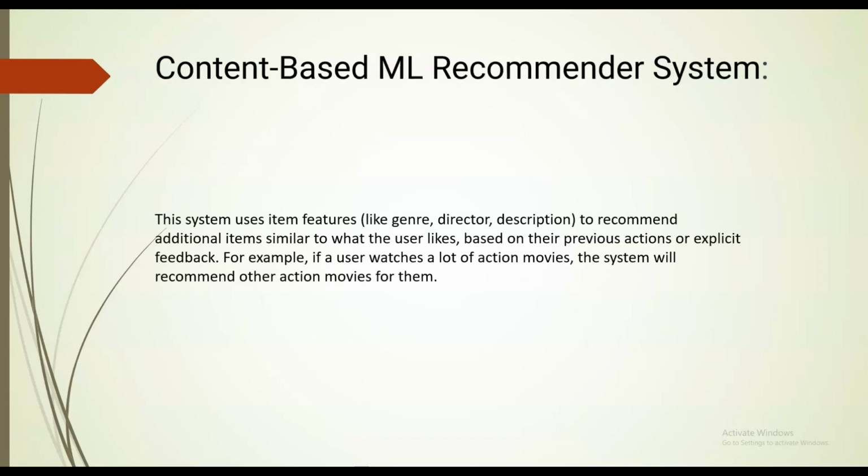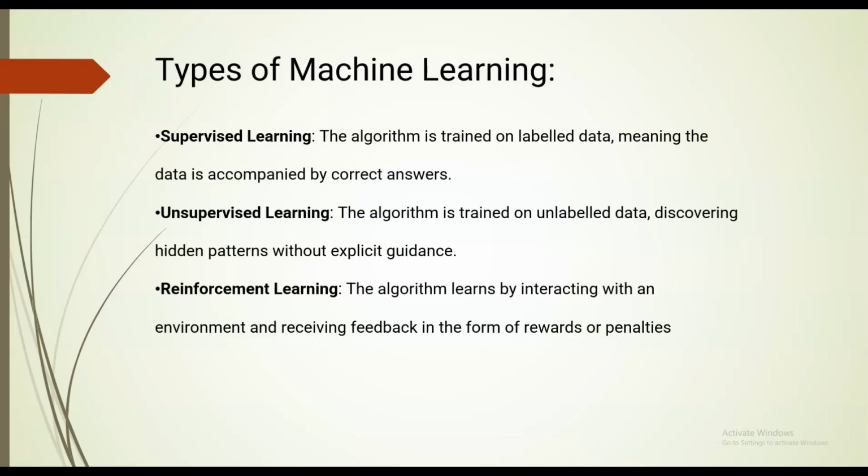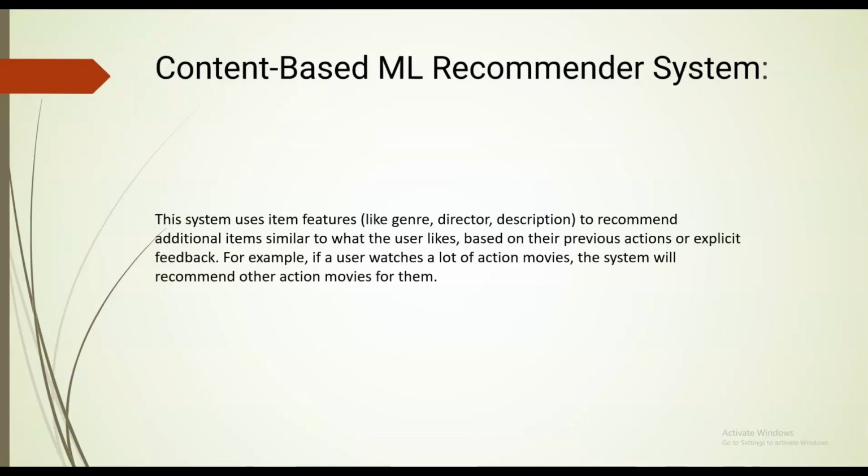In our project, we will make use of a content-based machine learning algorithm. What is a content-based machine learning recommender system? This is a system that uses item features like genre or director or description to recommend additional items similar to what the user likes, based on their previous actions or explicit feedback. For example, if a user watches a lot of action movies, the system will recommend other action movies for them.